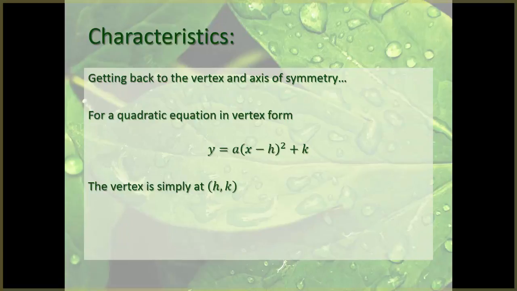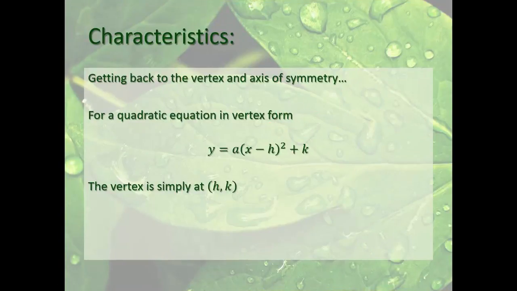If you remember when we were graphing, the h and the k moved it left, right, up, down. What did it move left, right, up, and down? This point where we started, which is the vertex. So there's no work needed. The vertex is just going to be at (h, k).